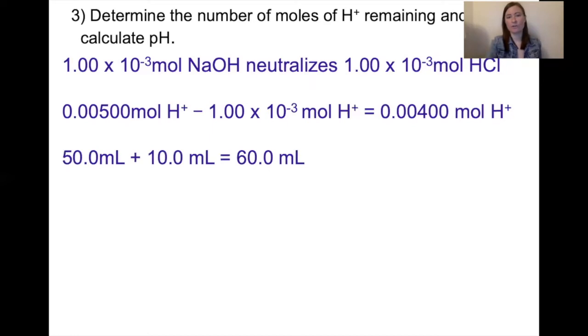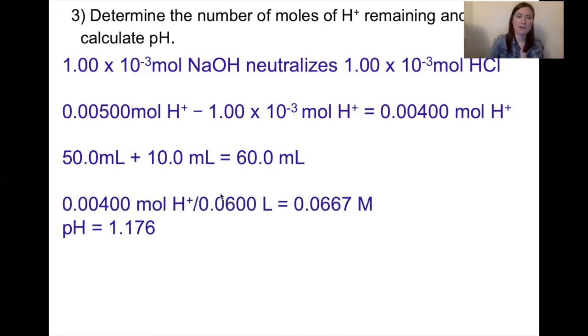So we need to figure out the new volume, right? It's now 60 milliliters instead of 50. We're going to have to divide the moles by this in liters, of course. So we're dividing the moles by 0.06 liters to get a molarity of 0.0667 molar. Take the negative log of that to get the pH. We've got a pH of 1.176.